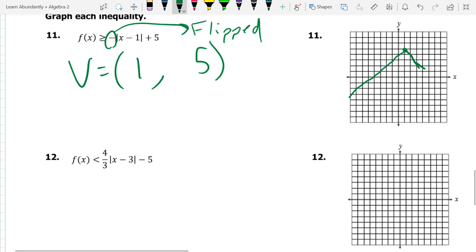So at this point, I've just kind of graphed an absolute value function, but the reminder here is that it's an inequality, which means I need to shade above or below that. The truth is, since the absolute value is greater than, I want to shade above that. So I'm going to start at the top of my graph and shade everything above my inequality.